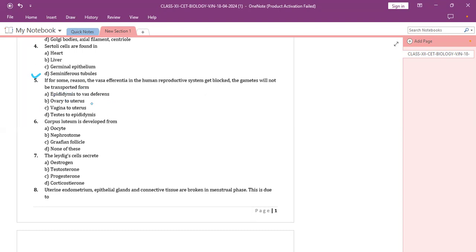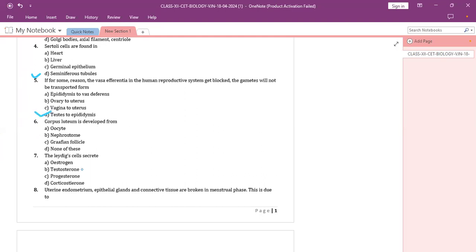Testis to epididymis. So obviously students, we know after the testis the gametes move through the vasa efferentia, and from the vasa efferentia they move into the epididymis. So if the vasa efferentia is blocked, the gametes cannot be moved from the testis to epididymis. So the option D is the right answer.